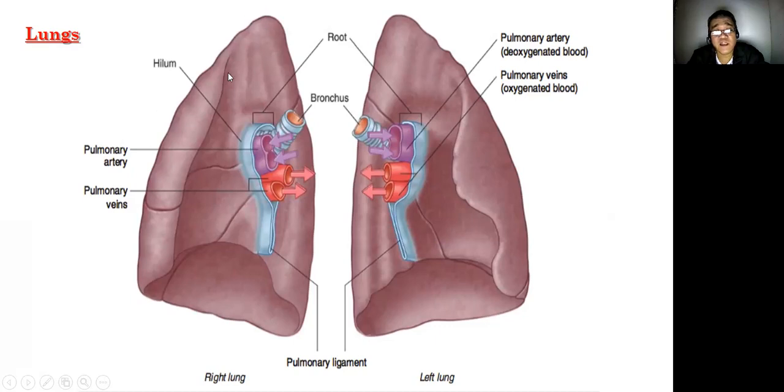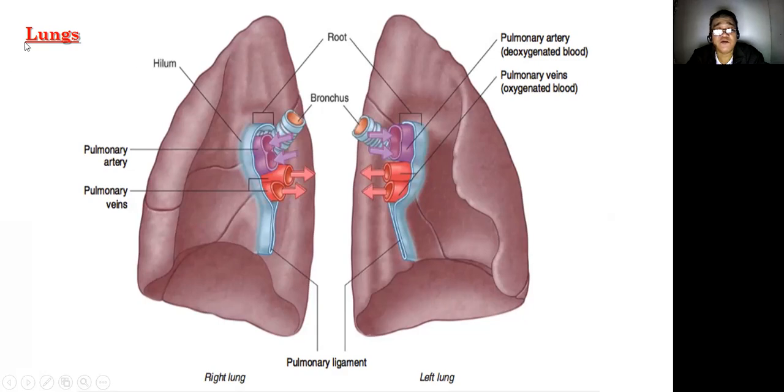This is the anterior border. This is the left lung. This is the right lung. This is the anterior border, which has a much sharper margin. And this is the posterior border, which is much broader and more blunt. This is the basal surface or the diaphragmatic surface. This is the inferior border of the lungs.